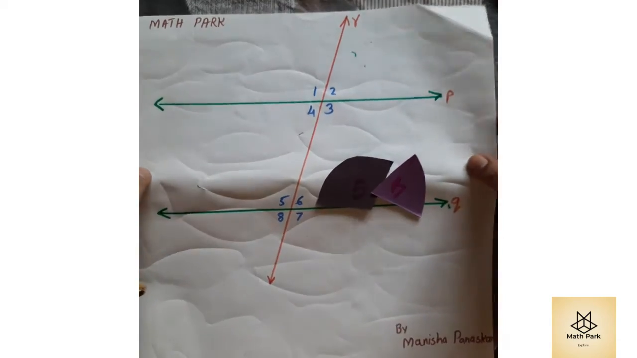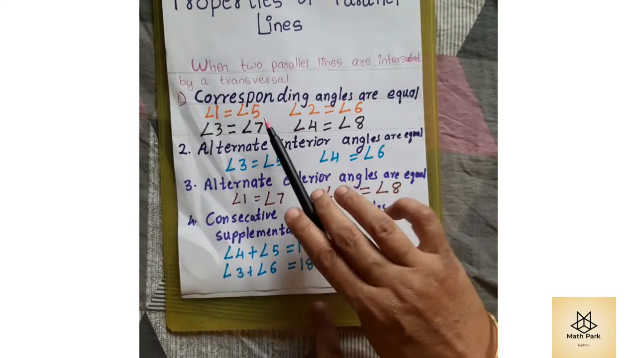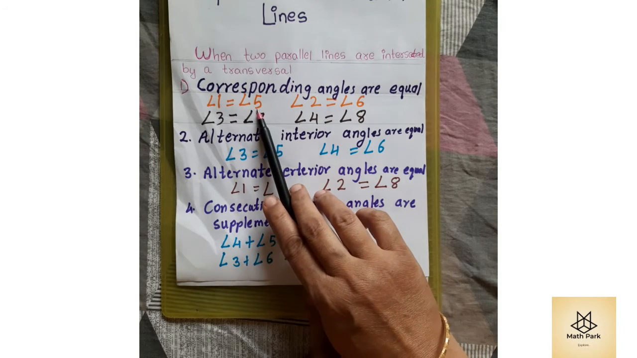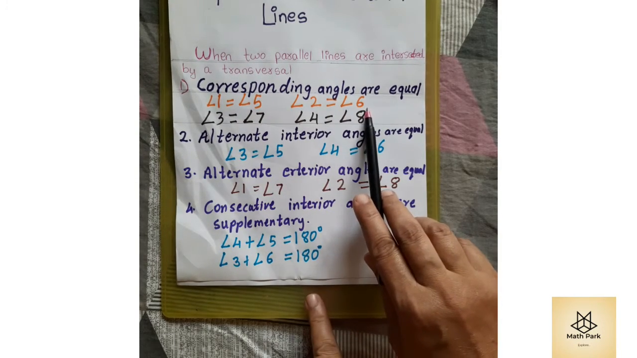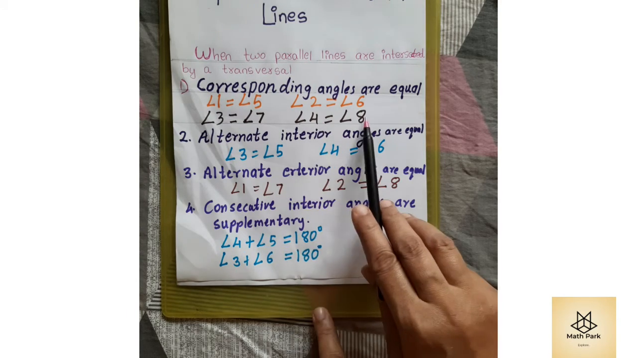Once again, let us have the recap of these properties. When two parallel lines are intersected by a transversal, corresponding angles are equal. So we have seen that angle 1 and angle 5 were equal, angle 2 and angle 6 were equal, angle 3 and 7 were forming a pair of corresponding angles, angle 4 and 8.